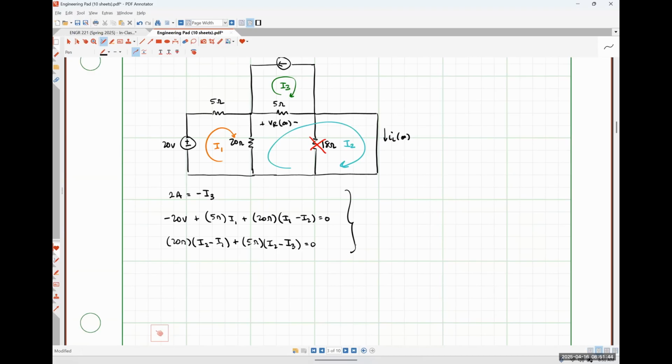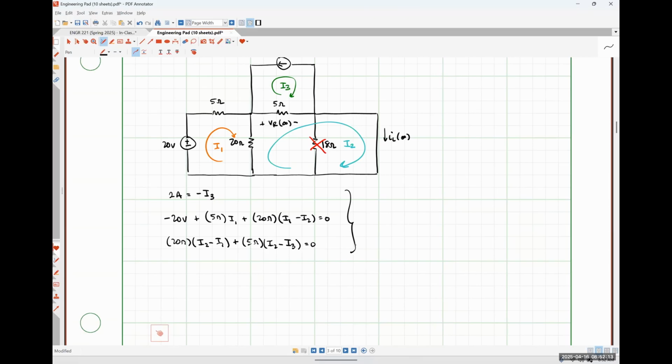In my second equation, my coefficient for I1 is 5 plus 20. My coefficient for I2 is -20. My coefficient for I3 is 0. And my constant term is +20. In my third equation, my coefficient for I1 is -20. My coefficient for I2 is 20 plus 5. My coefficient for I3 is -5. And my constant term is 0.